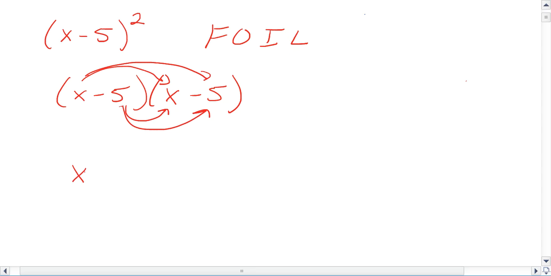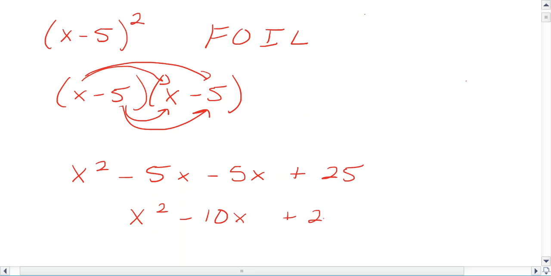So x times x is x squared, minus 5x, the outer product. The inner product is another minus 5x, and the last times the last is 25. So usually when you FOIL a binomial, you do get a trinomial. And in this case, add the 2 middle terms together, and you get x squared minus 10x plus 25.